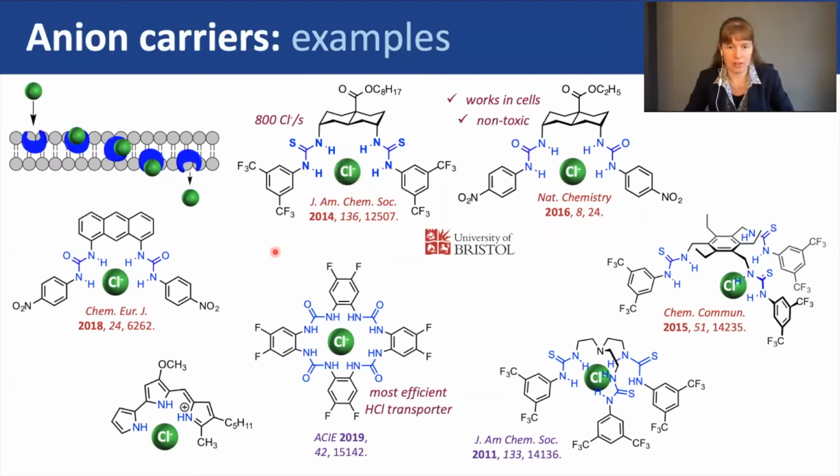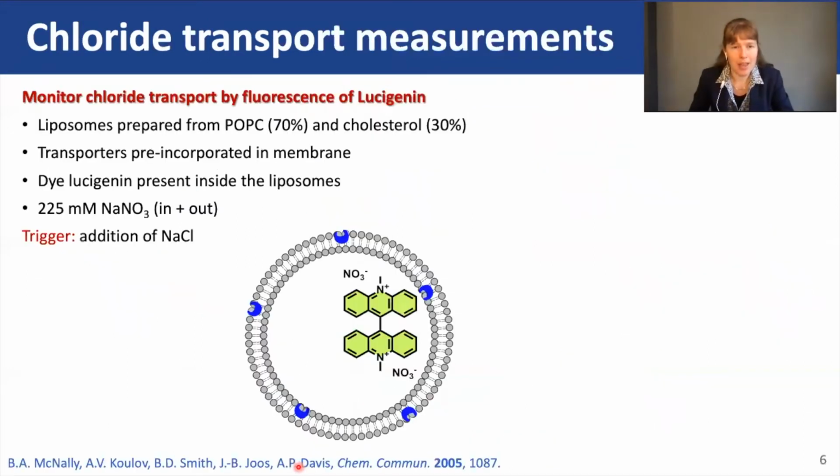Here in most of these examples for efficient chloride transporters, these are ureas or thioureas or pyrrolic NH-based hydrogen bond donors that bind the chloride anion. Well, then the question is, how can we study the transport by such carriers? And for that we use liposomes as model membranes, and in these liposomes, in the membranes, we can incorporate our synthetic molecule that functions as carrier.